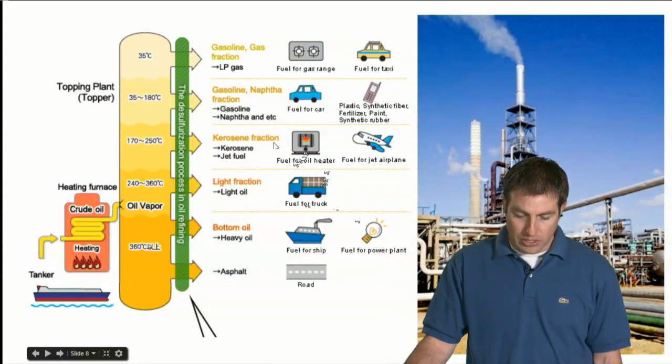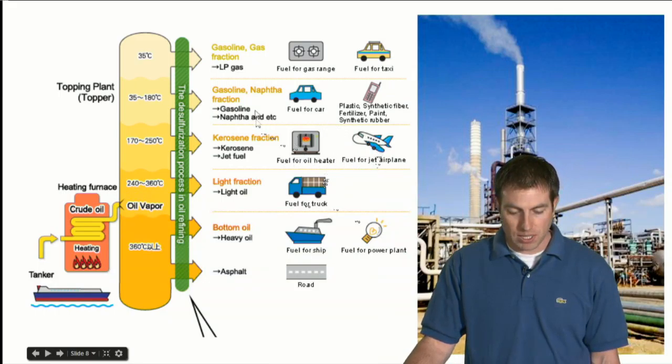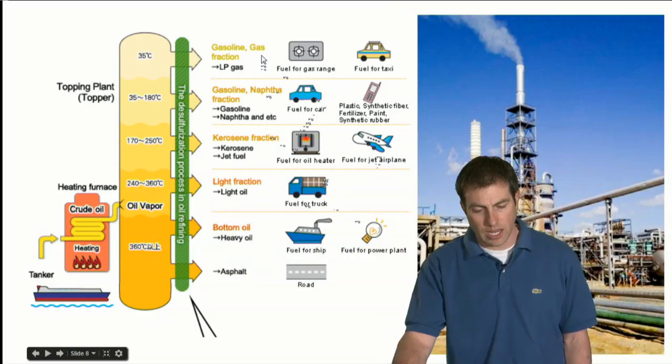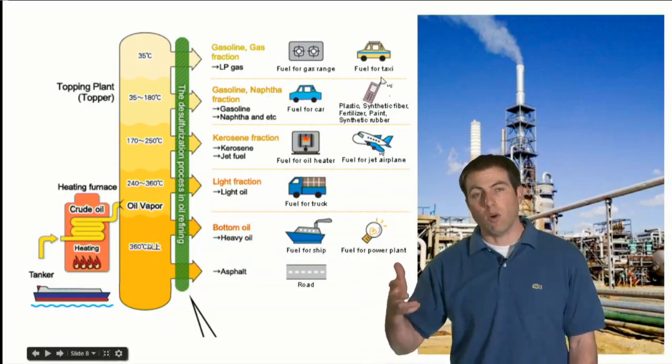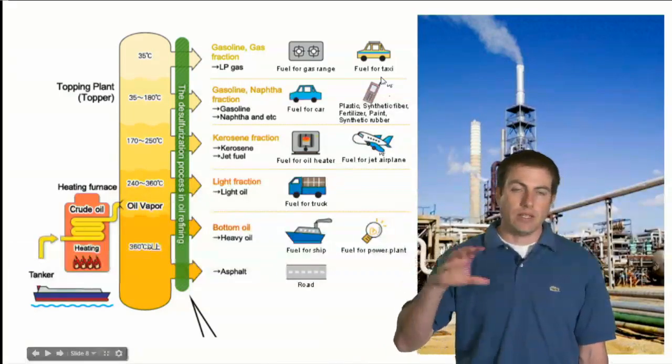A little bit higher again, you get kerosene or jet fuel. A little bit higher again, you get gasoline for cars. So that's your octane. And then you pull a little bit higher and you get natural gas, so things that have methane and ethane in them. So that's how we take oil from the ground and we refine it.